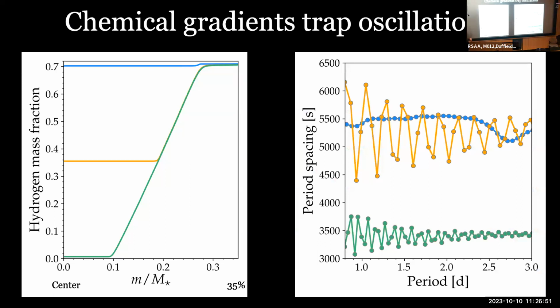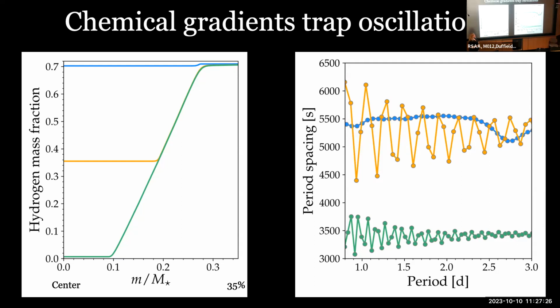On top of that, we have effects of chemical gradients inside the star. So again, on the left, you have the hydrogen mass fraction profile: how much of the mass comes from hydrogen inside the star, as a function of the inner 35% of the star. The blue is our zero age main sequence. The green is towards the TAMS, the terminal age main sequence, where we have a hydrogen depletion in the cores of the stars. We used all the hydrogen for the nuclear burning.